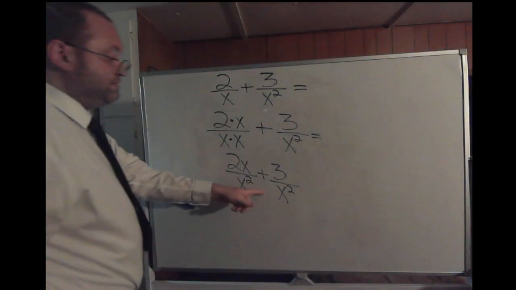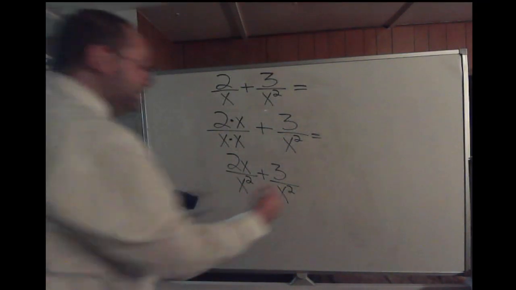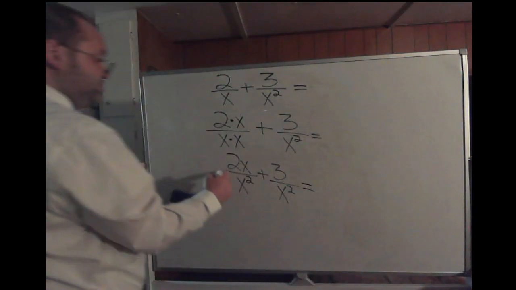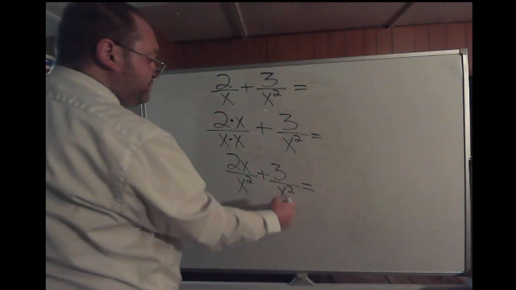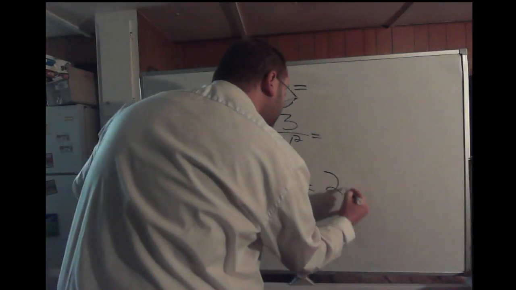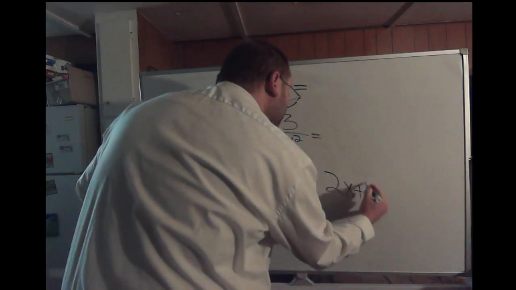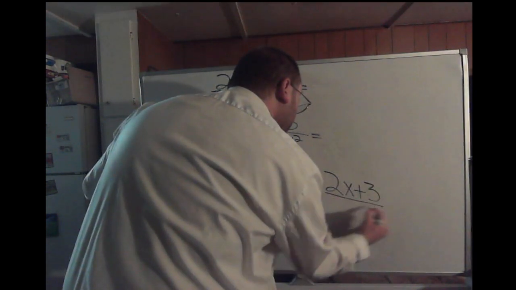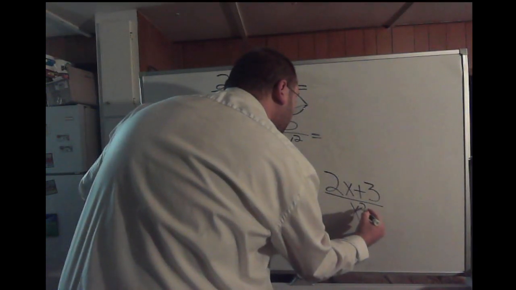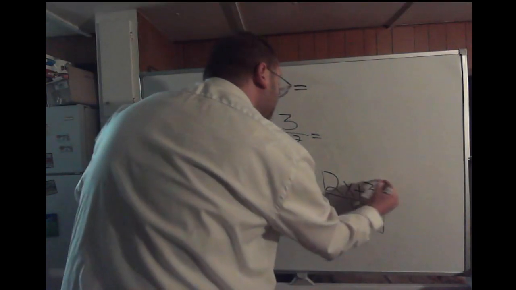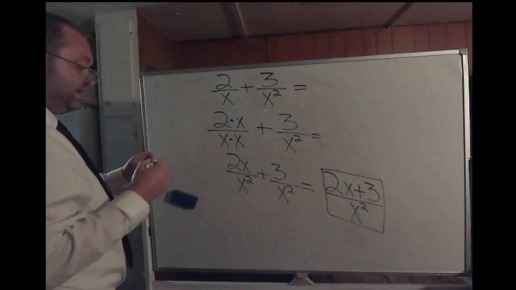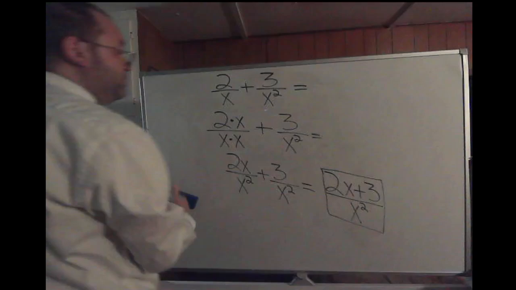Now that we have the same denominator, you can go ahead and add these. So you have 2x over x squared plus 3 over x squared. That should give you an answer of 2x plus 3 all over x squared. That would be your final answer, 2x plus 3 all over x squared.